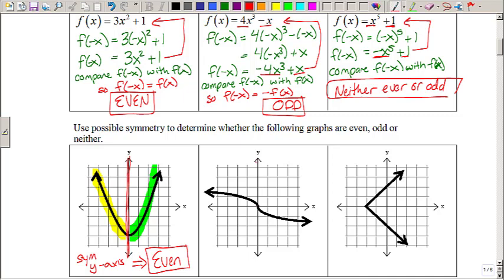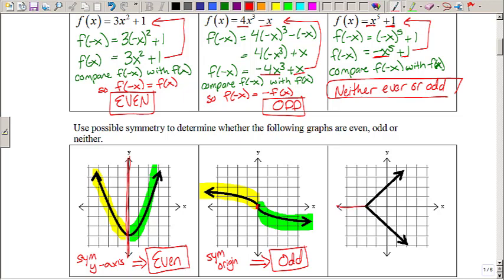On the second graph, we don't have symmetry with respect to the y-axis. We don't have symmetry with respect to the x-axis either. But if I folded it over the x-axis and the y-axis at the same time, then this yellow part of my graph, when reflected over the x and then reflected over the y, would also be matched up with the green part of my graph. Therefore, I have symmetry with respect to the origin. And if I have symmetry with respect to the origin, I know that my function is odd.